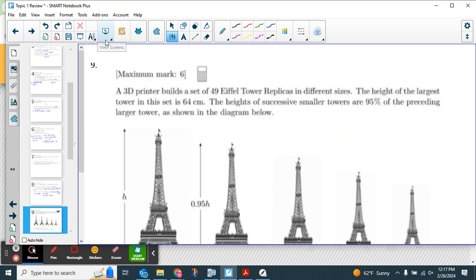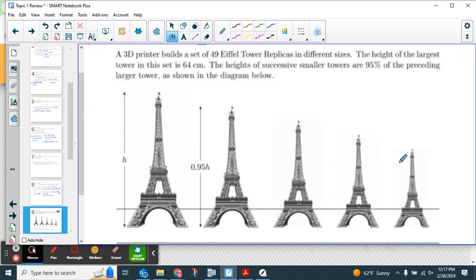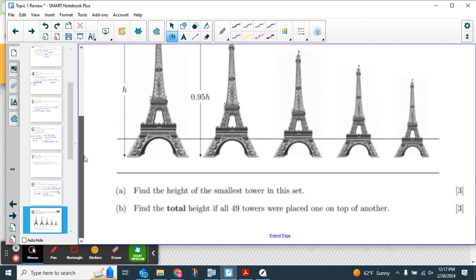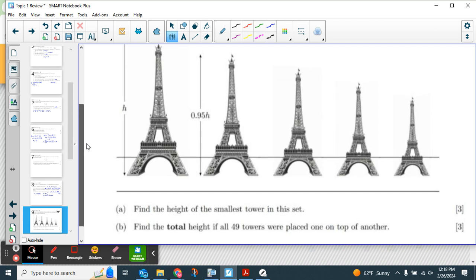All right, number 9. A 3D printer builds a set of 49 Eiffel Tower replicas in different sizes. The height of the largest tower in this set is 64 centimeters. The heights of successive smaller towers are 95% of the preceding larger tower, as shown in the diagram below. All right, A, find the height of the smallest tower in this set.